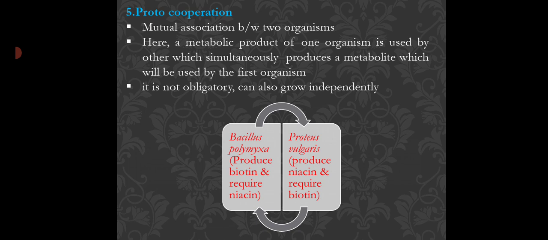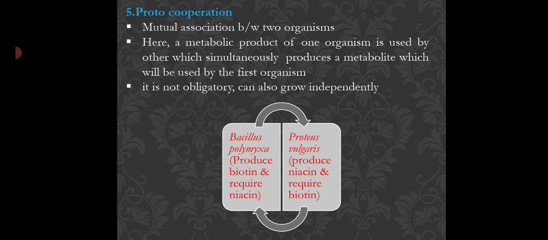It is not obligatory; they can also grow independently. Both organisms can grow independently, and they form the mutualistic association when the compound is required. The best example for protocooperation is the relationship between Bacillus polymyxa and Proteus vulgaris. Here Bacillus polymyxa is able to produce biotin, but it needs niacin. But Proteus vulgaris produces niacin, but it needs biotin. So the biotin produced by Bacillus polymyxa will be supplied to Proteus vulgaris.